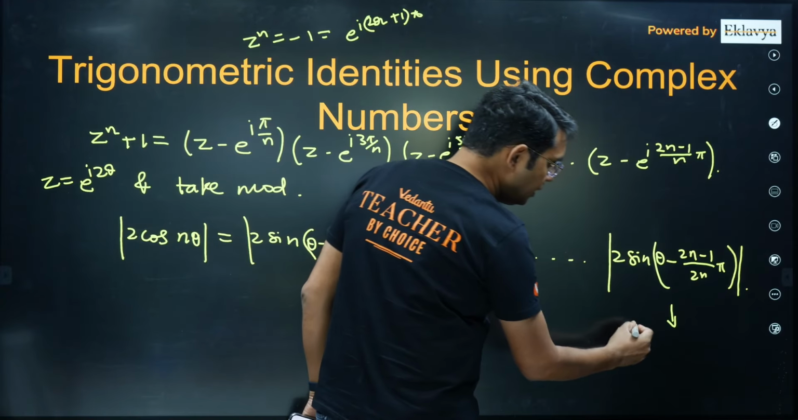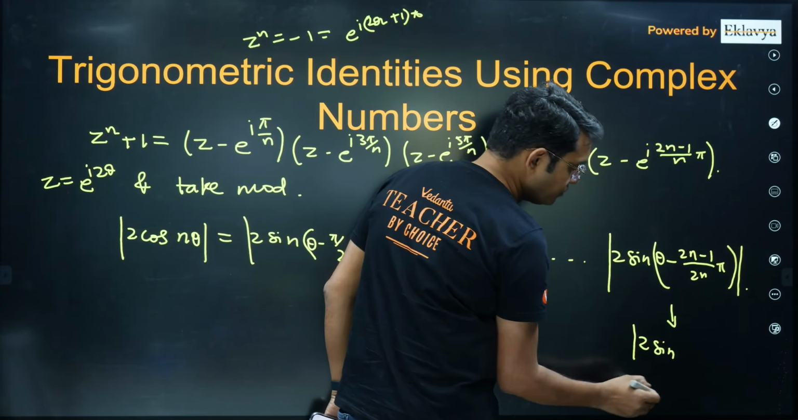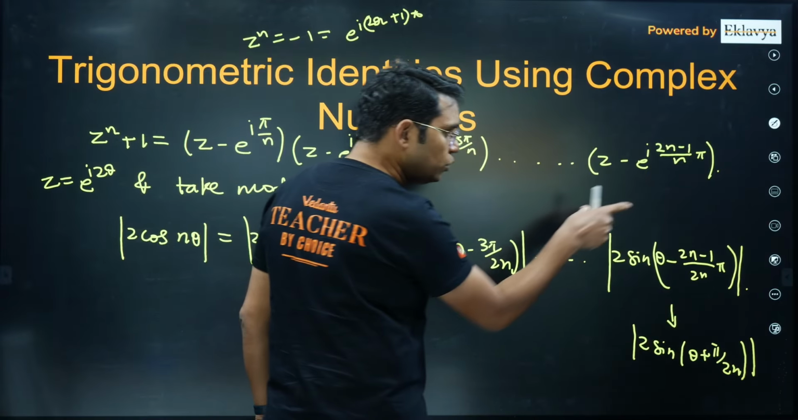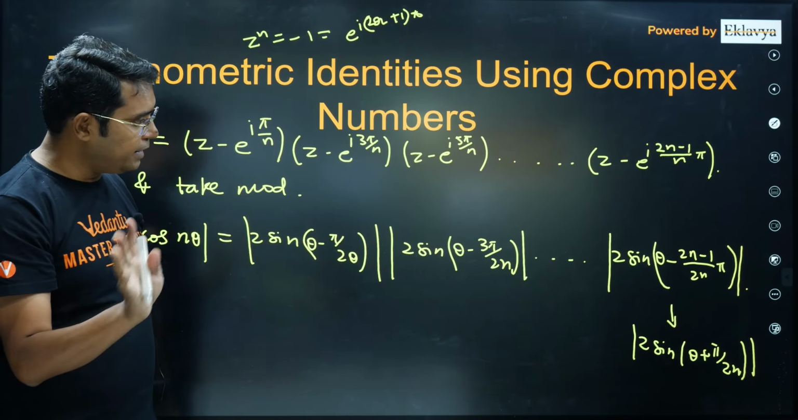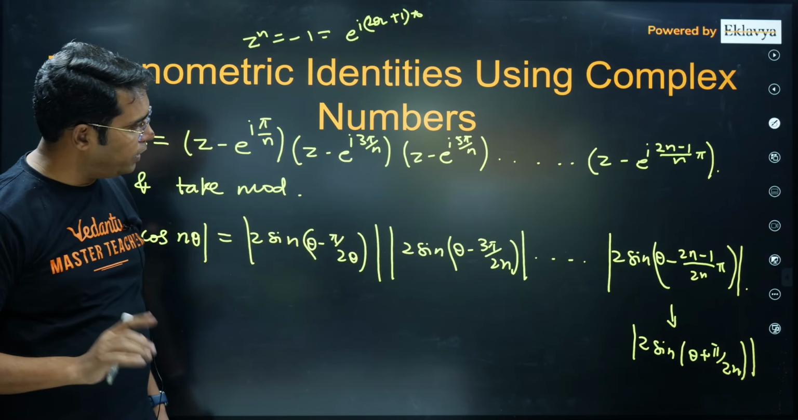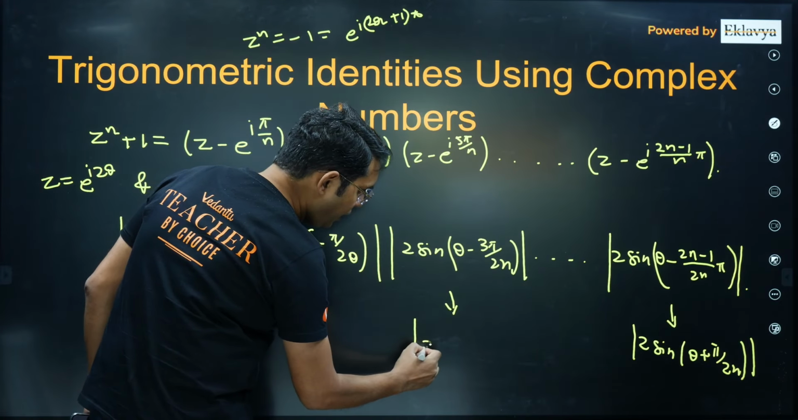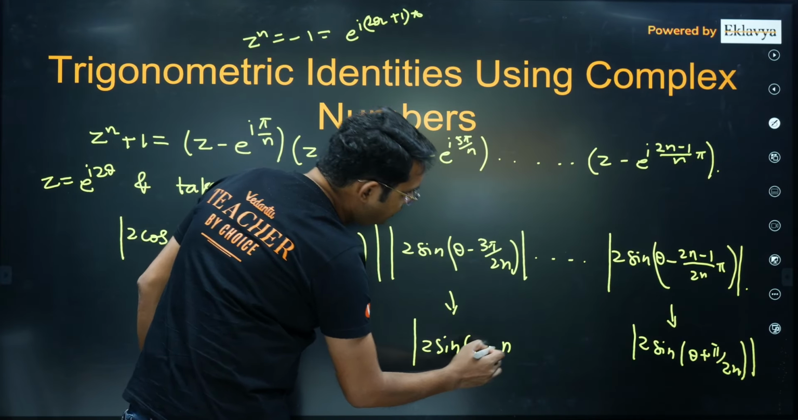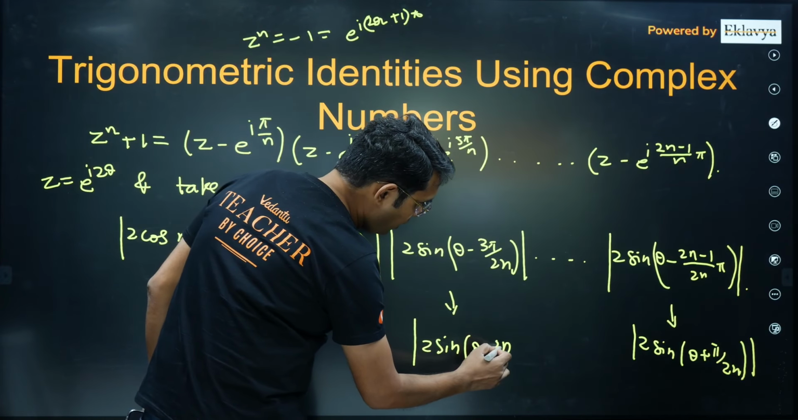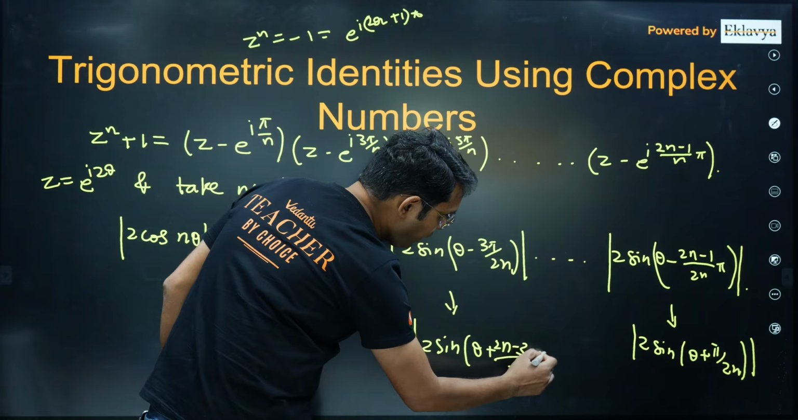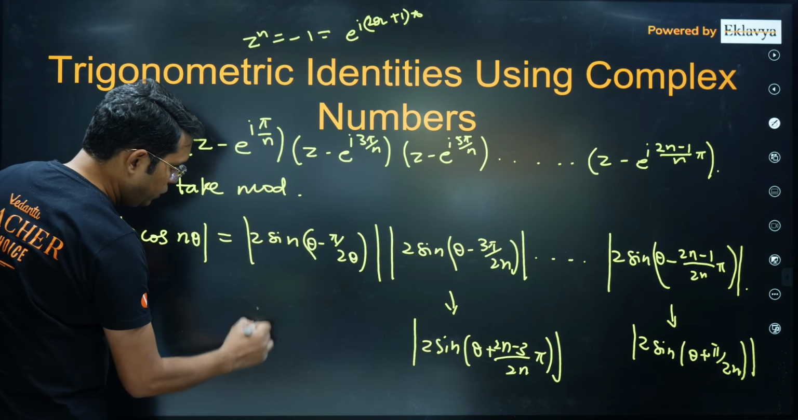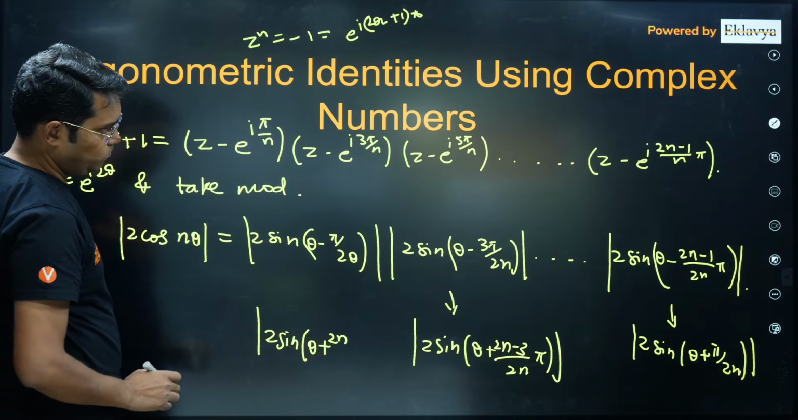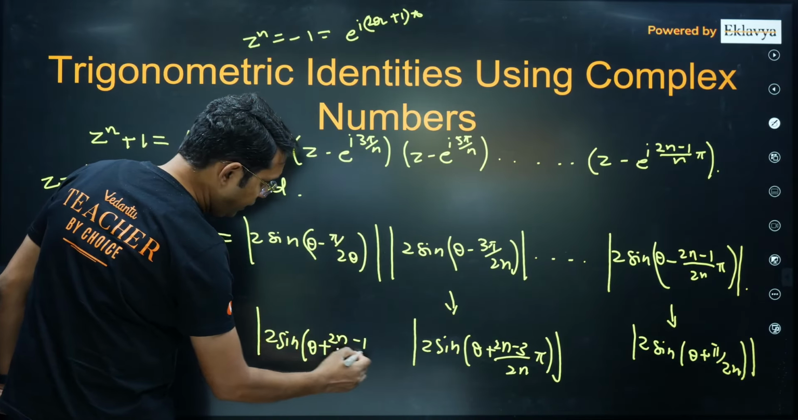I will add pi here. If I add pi here, it will become 2 sine theta plus pi by 2n. If I add pi to this angle, because it is inside the mod, the minus sign has no impact, it will be pi upon 2n. Similarly, if you add pi here, it will be 2 sine theta plus, I think it will be pi, it will be 2n minus 3 upon 2n into pi. This will be 2 sine theta plus 2n minus 1 upon 2n into pi.